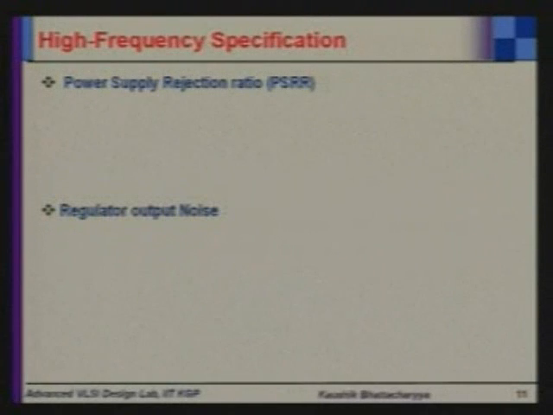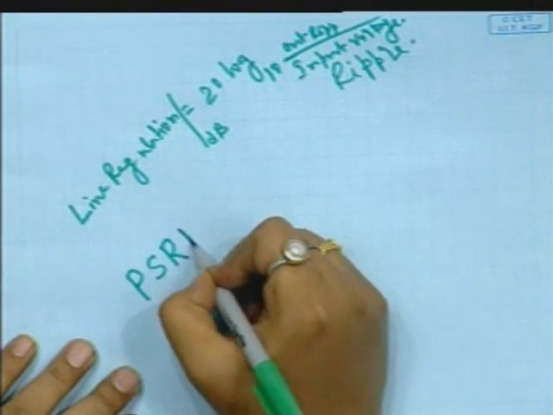Next, power supply rejection ratio. Power supply rejection ratio is an important factor. If you see the specification of an LDO, you will see that the PSRR is this much at this particular frequency. That means it is defined as the capability of rejection of the power supply noise at a particular frequency. So, power supply rejection ratio is also important, and we can achieve better power supply rejection through LDOs.